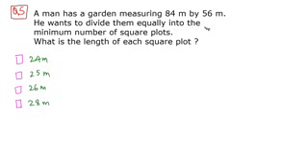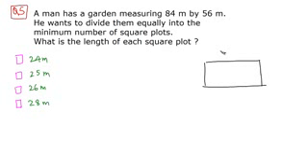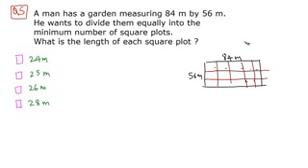Okay, this man has a garden measuring 84 by 56 meters. So let's say this is his garden. It has 84 meters as the length and 56 meters as the width. He has to divide his garden into plots measuring equal length. These are square plots. So he wants to divide them equally into the minimum number of square plots. He wants to divide his garden in such a way that the number of square plots should be minimum, which means that the length of the square plot should be maximum.